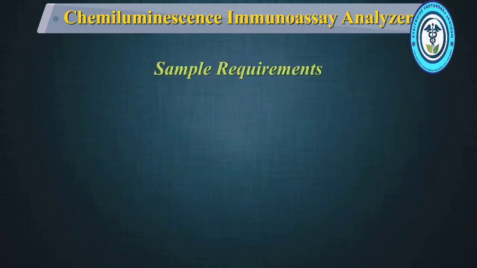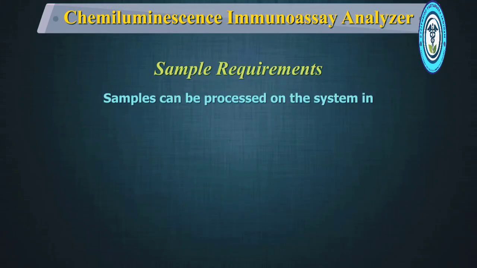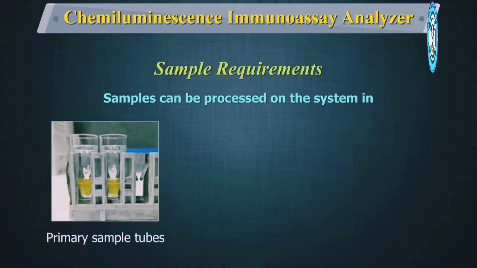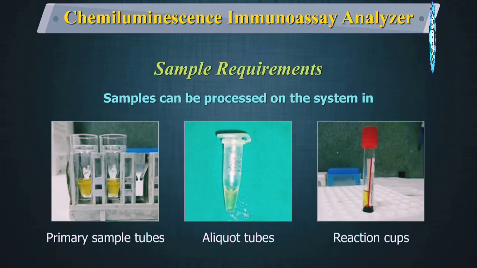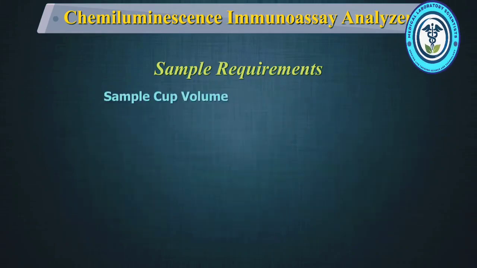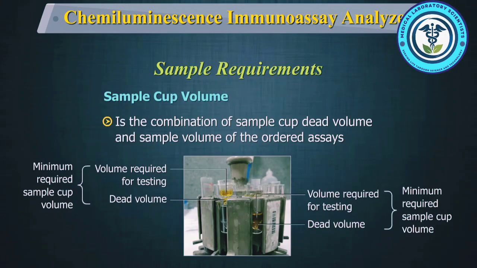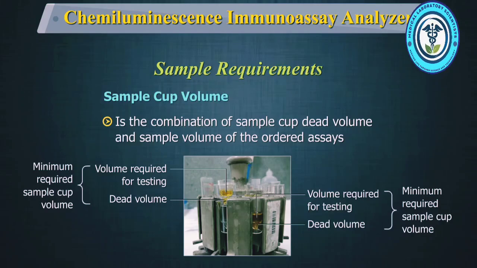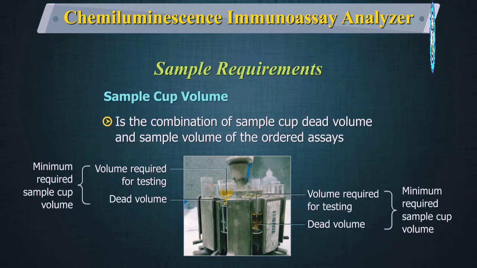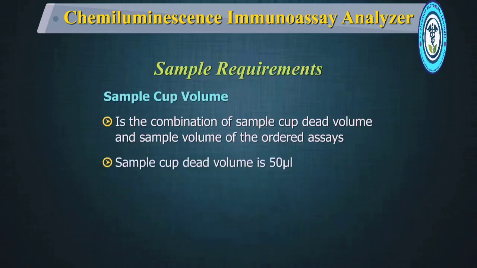Sample requirements. Samples can be processed on the system in primary sample tubes, Aliquot tubes, or reaction cups. Adequate sample volume is important to get reliable assay results. Sample cup volume is the combination of sample cup dead volume and sample volume of the ordered assays, which is usually specified by the reagent manufacturer on the package insert or reagent application sheet. For this machine, the sample cup dead volume is 50 microliters.